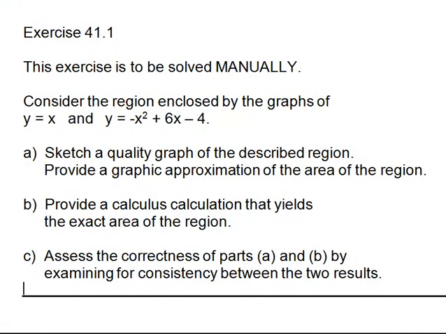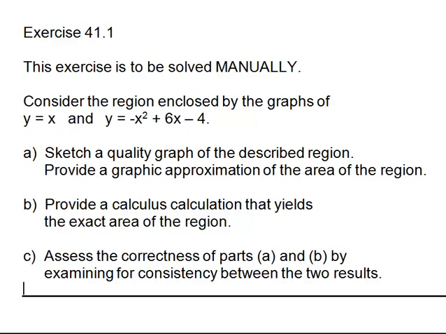Exercise 41.1. This exercise is to be solved manually. Consider the region enclosed by the graphs of y equal to x and y equal to negative x squared plus 6x minus 4. Part A. Sketch a quality graph of the described region.